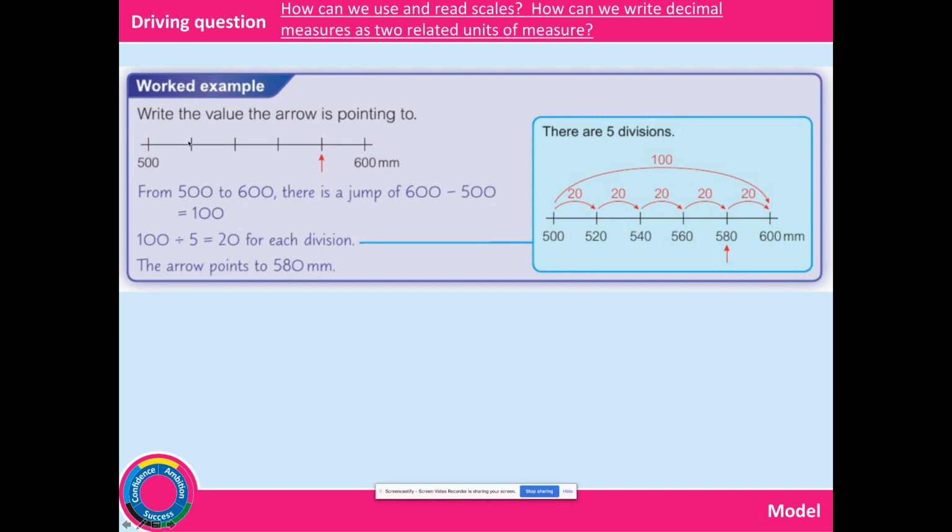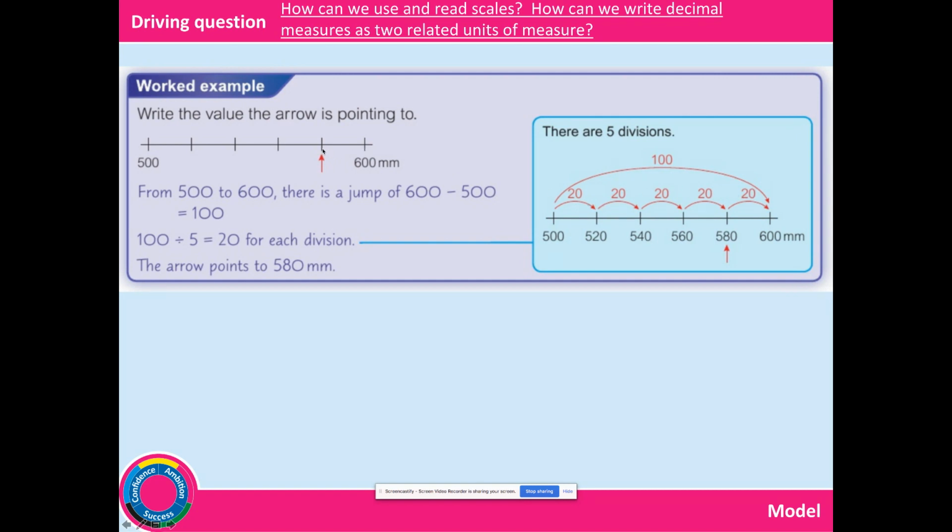How many jumps have we got? 1, 2, 3, 4, 5. So we want our difference in the values divided by our 5 jumps will tell us that each jump is 20. So if we look over here at the diagram, each jump is going to be 20. So 20, 40, 60, 80, 100. That makes the whole big jump from one end to the other.